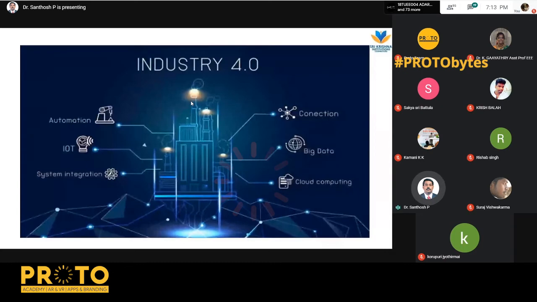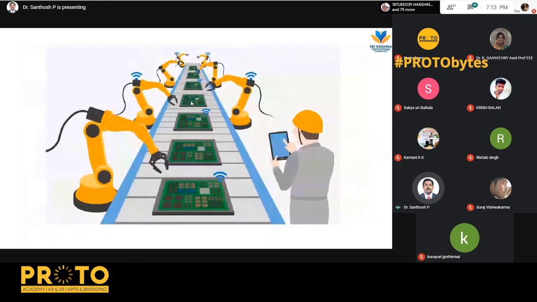The prime concentration of an automation engineer or the automation industry was always the automation process, as well as the connections, that is the networking, and system integration. These three things were the prime areas of automation until 3.0. When 4.0 came, three more giants came into the picture, that is IoT, big data, and cloud computing. Furthermore, this is the overview of what is 4.0. This is the layout, and this is the overview.